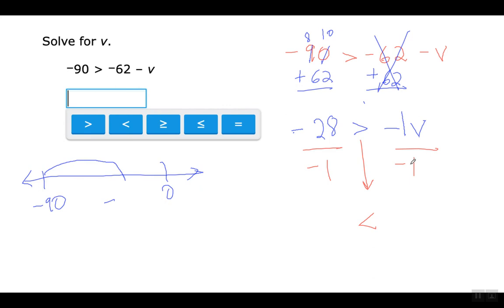Negative 1 divided by negative 1 is positive 1, so that cancels out. Negative 28 divided by negative 1 is positive 28. So my answer is v is greater than 28. Now let me do it the shorter, quicker way. Remember that answer because I'm about to erase it: v is greater than 28.